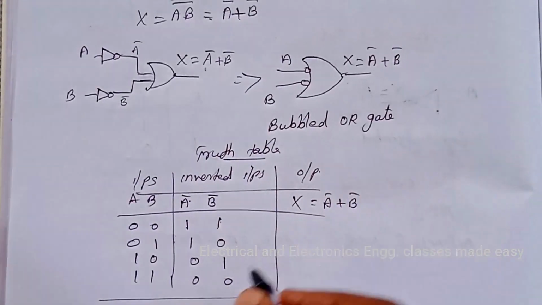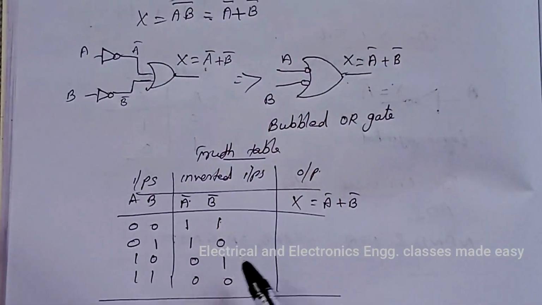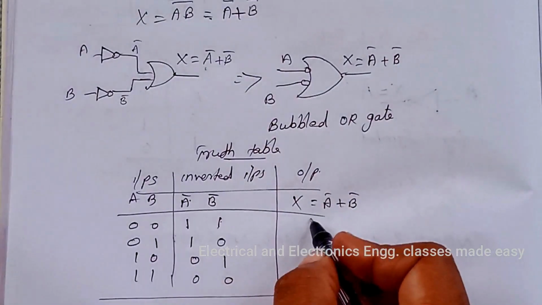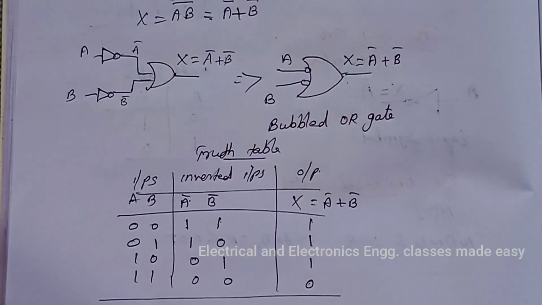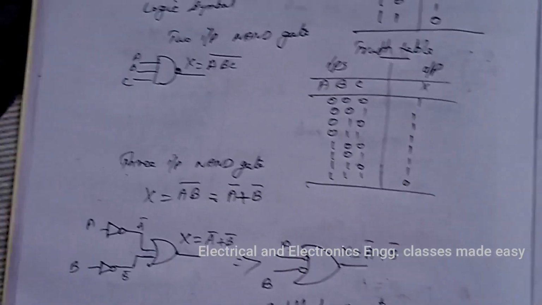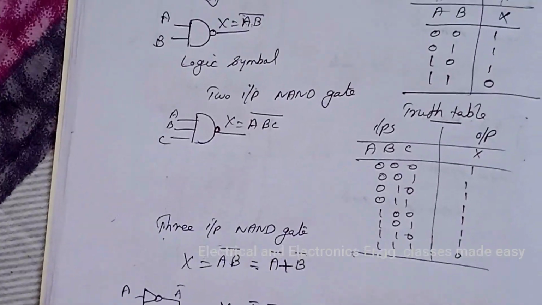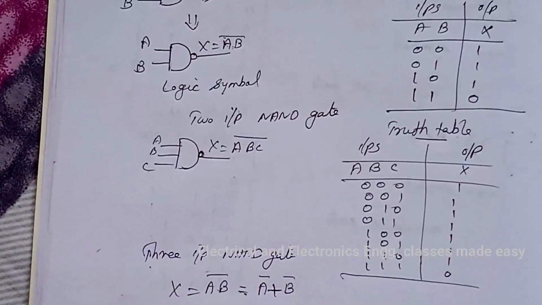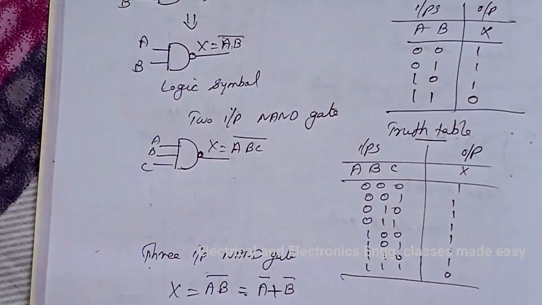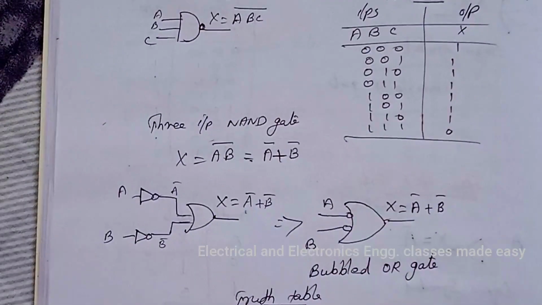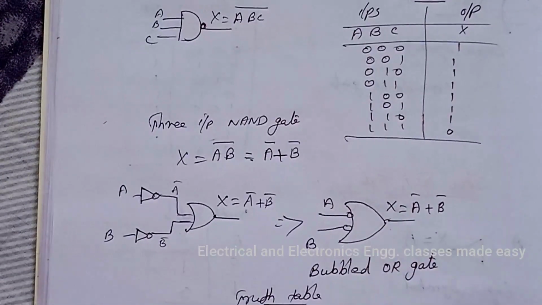That is, here in the case of OR gate, the output is high when any of the inputs are high. So we'll get the output as 1, 1, 1, 0. So it is the same as the truth table of NAND gate. So the NAND gate is, otherwise we can say, a bubbled OR gate.